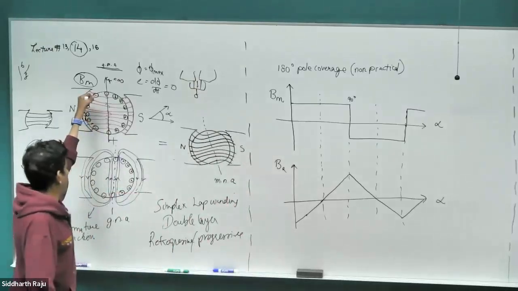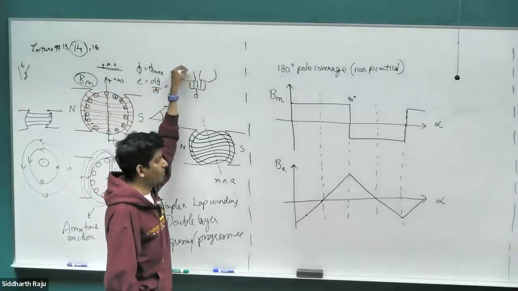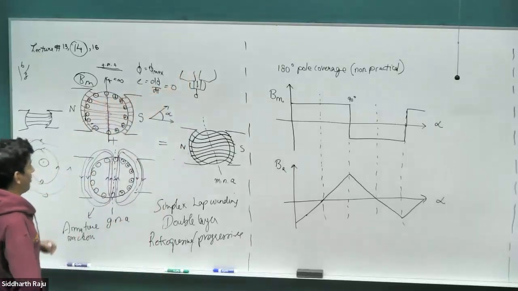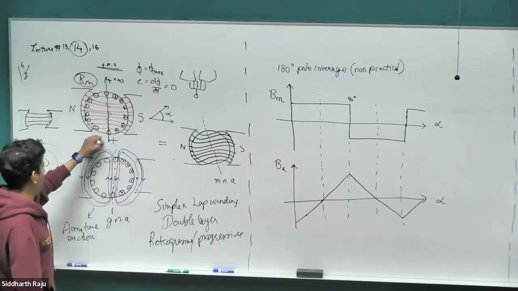So whichever coil is undergoing the commutation, we want that EMF across it to be zero. Otherwise, there's going to be a huge amount of current that flows through the brushes, and it's going to damage the brushes as well as the winding in the long run. So you want to make the EMF zero.